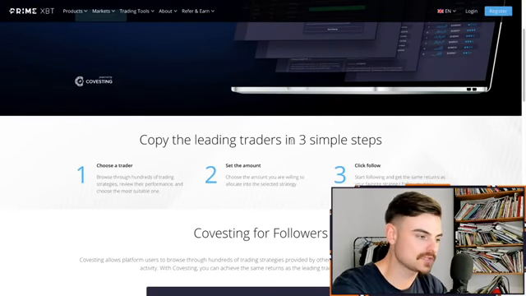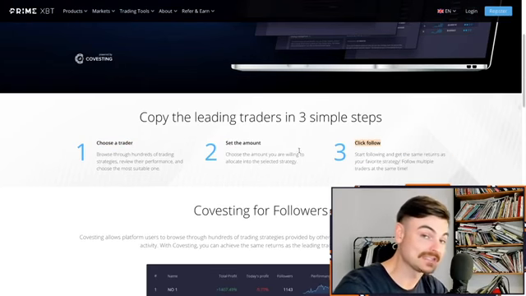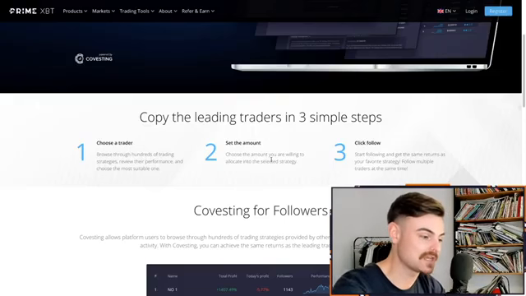Copy leading traders, 3 simple steps. You just choose a trader, you set the amount, and you click follow, and that is literally it, guys. You trade exactly the same as them, and some of the traders on Prime XBT are up thousands of %, which is quite interesting.